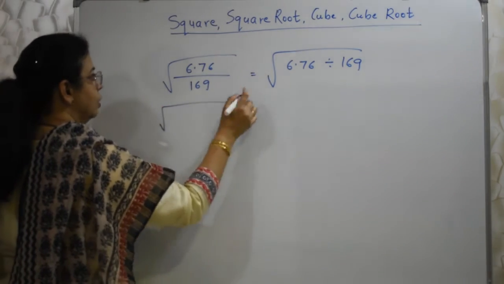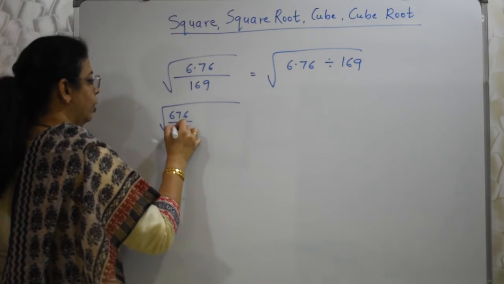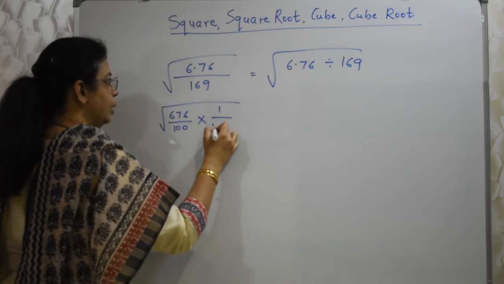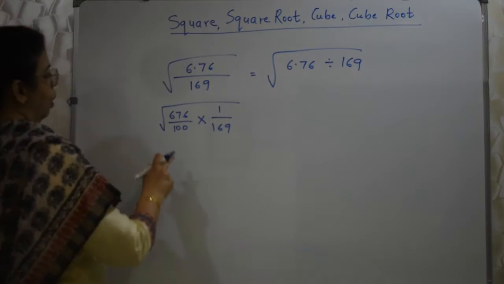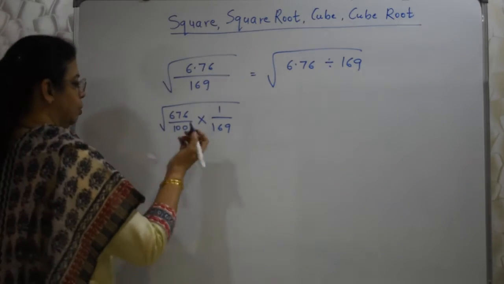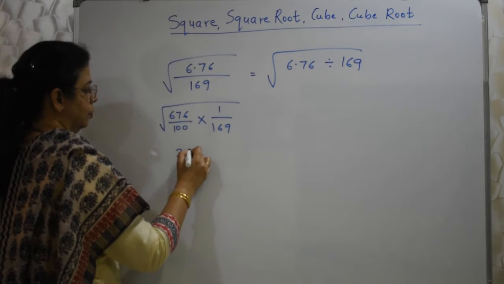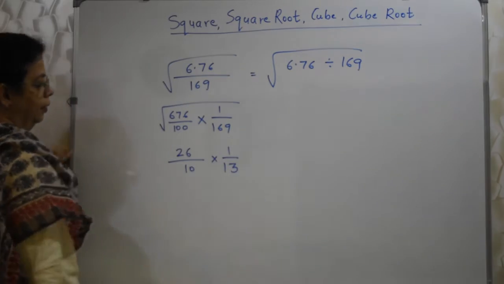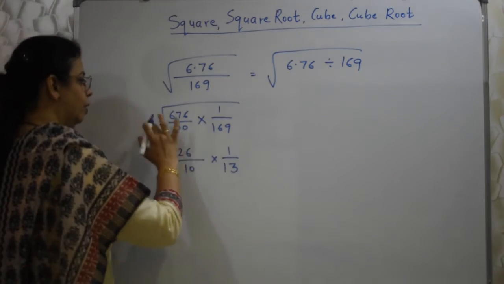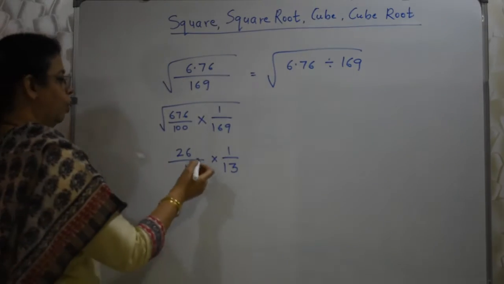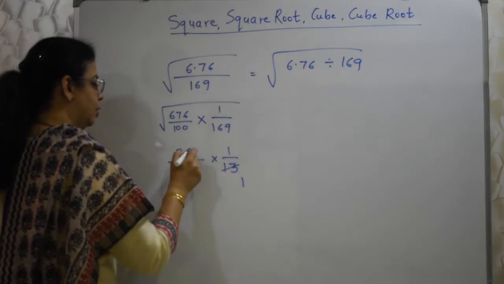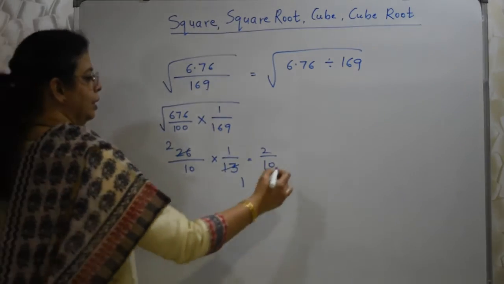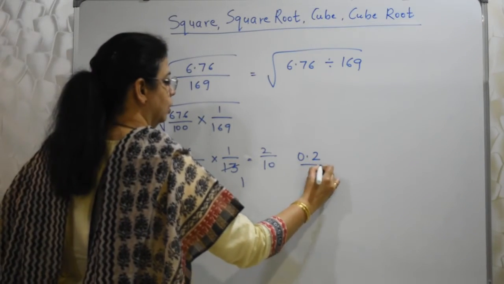Okay, now 6.76 is what? 676 upon 100 divided by, so I have to convert that into multiplication, so reciprocal. Now if you observe, all these three numbers are square numbers, so निकालो square root. 10, 13, isn't it? Now square root, this sign has gone. Now our job is very easy. Do the division. 2 upon 10, that is 0.2. This is the answer.